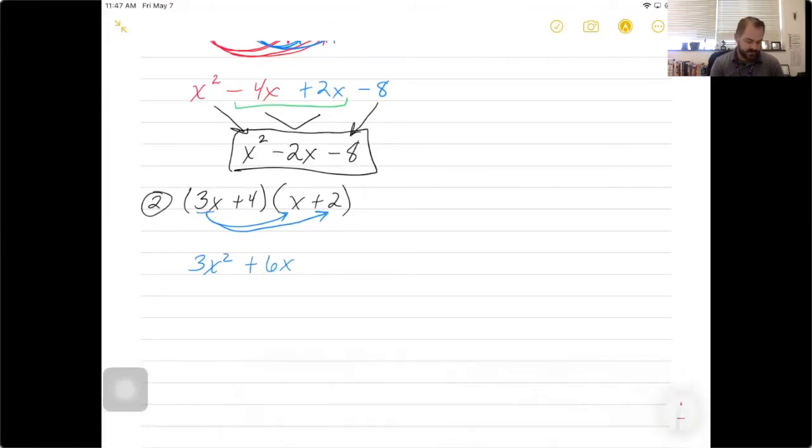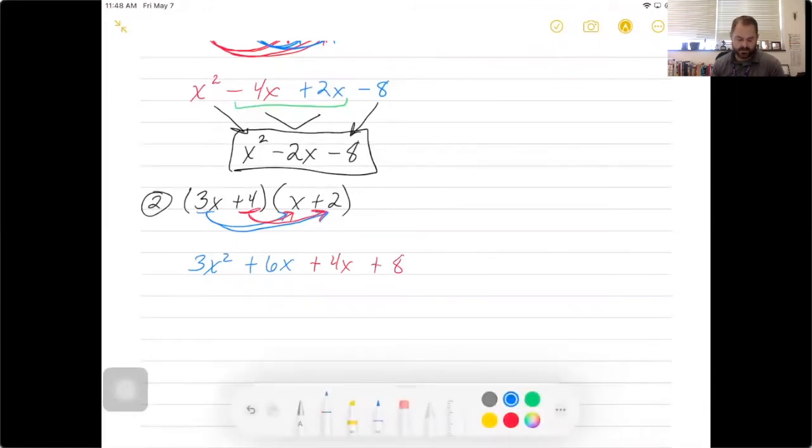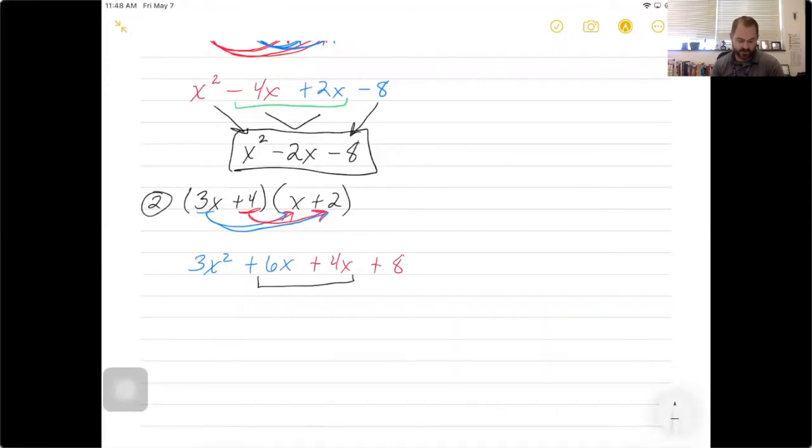Now we're going to take this positive 4 and multiply by both terms. So when I do 4 times x, that's a positive 4x. When I do 4 times 2, that's a positive 8. So once again, I've got like terms in the middle here. 6x plus 4x combined to give me 10x. And everything else just drops down. Plus 8 at the end, and 3x squared at the beginning, plus before the 10x.